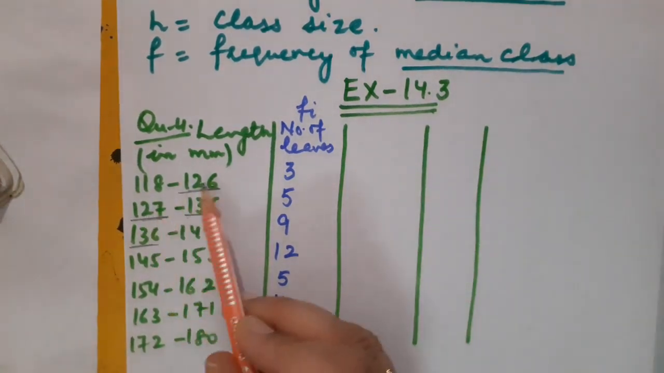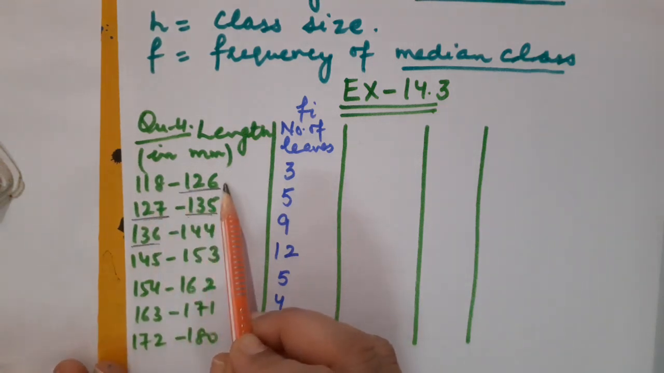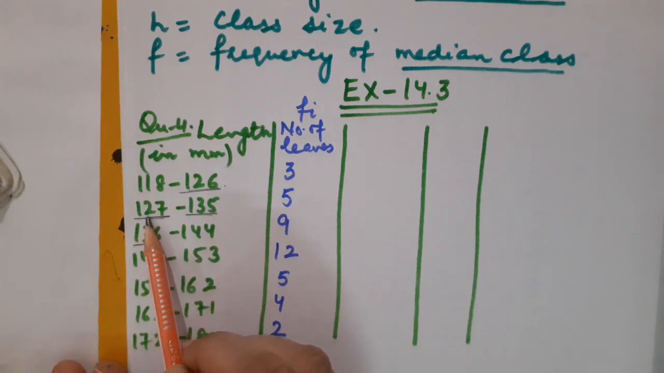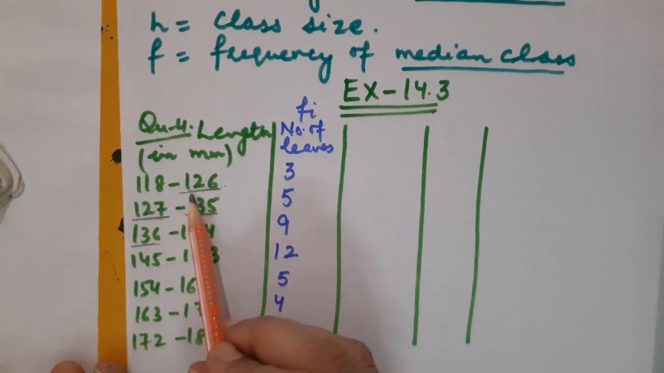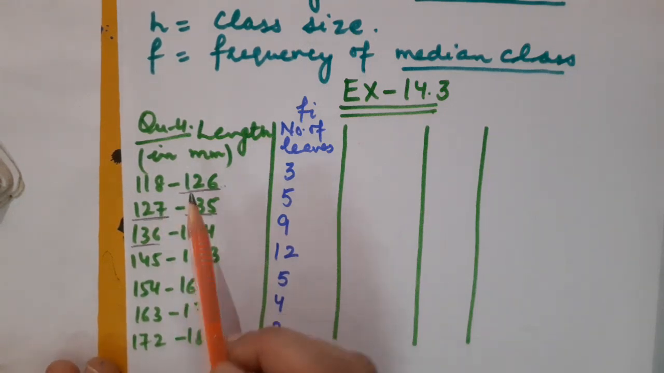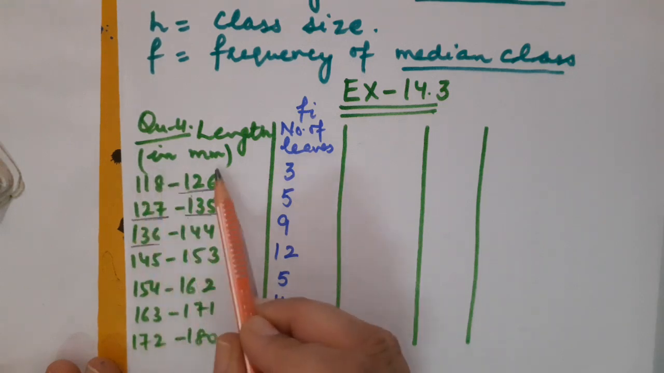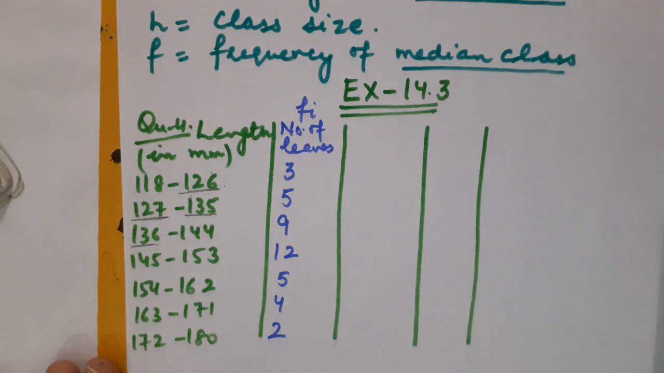Whatever is the difference between the upper limit of the preceding class interval and the lower limit of the succeeding class interval, like you can see there is a gap of 1. So make it half, it would become 0.5. So 0.5 will be subtracted from the lower limit and it will be added to the upper limit. Correct? So let us start making the data continuous first of all.